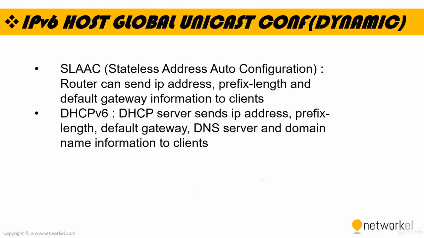We can make the IPv6 host global unicast configuration dynamically in two ways. The first way is stateless address autoconfiguration. The second method is DHCP version 6. In stateless address autoconfiguration, the router can send the IP address, prefix length, and default gateway information to the clients. In DHCP version 6, the DHCP server sends the IP address, prefix length, default gateway, DNS server, and the domain name information to the clients.